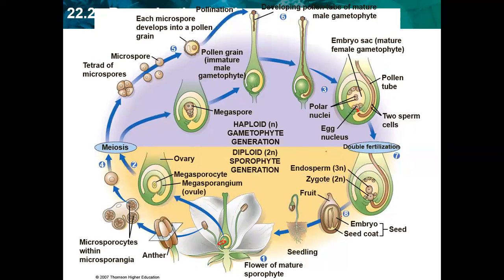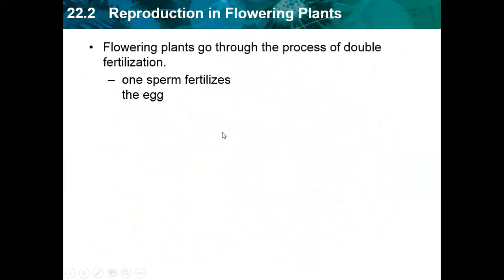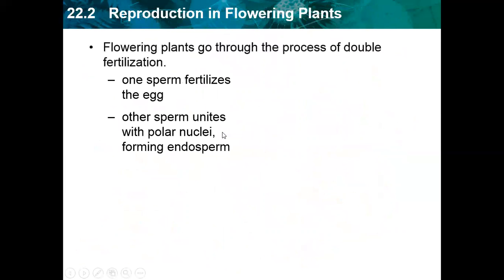After that, you have the embryo, the seed coat, and the seed in the fruit itself. The seed coat protects the internal part of the seed, and this is when the seed will start to grow again. So this is all you need to know about flowering plants. Flowering plants go through the process of double fertilization.